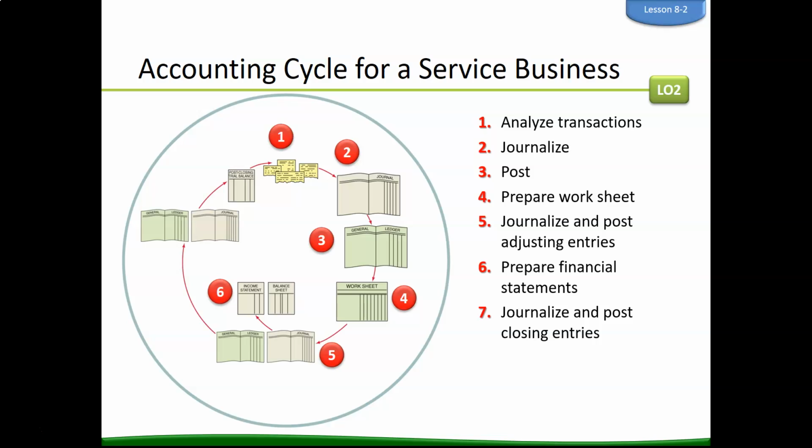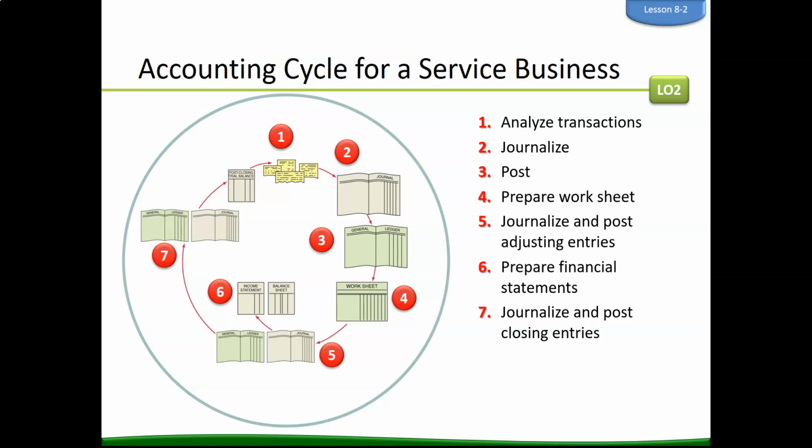7th step. This is what we did in section 8-1. We're going to journalize and post the closing entries. This is where we want to take our temporary accounts, which are sales, your expenses, drawing, and also the income summary, bring them back down to 0, and also post that overall change to capital. If you had a net income, it's going to increase your capital. If you had a net loss, you would decrease your capital.